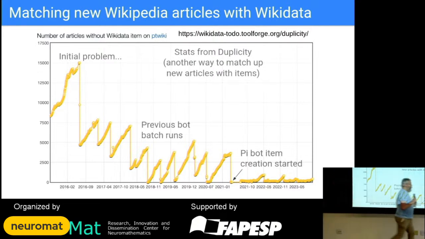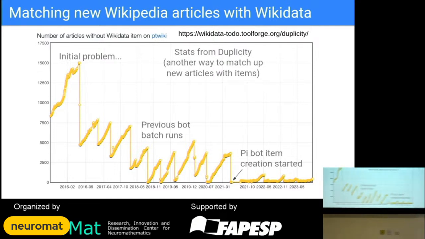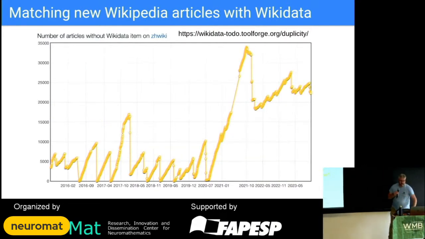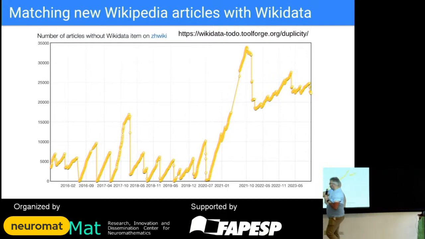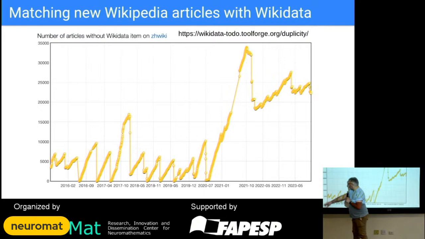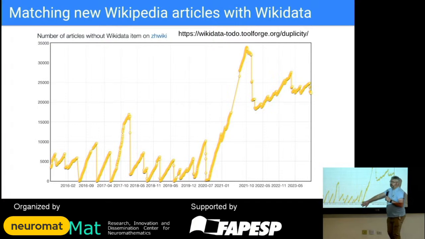So what happens if PyBot is not running? Here is the Chinese Wikipedia. So this is again the same. It was starting over here, initial down, and then it was going up. This is when GZW was running his code. And here's where we stopped, which is one of the motivations for me starting the PyBot. He was blocked from editing and stopped running this bot. And yeah, this is going up to 35,000.